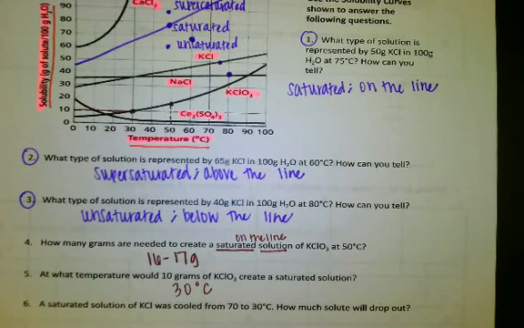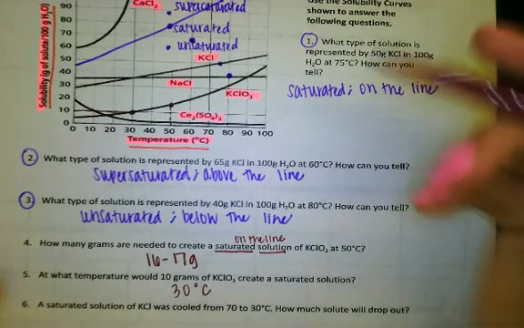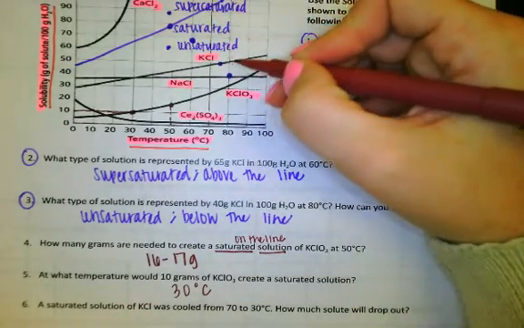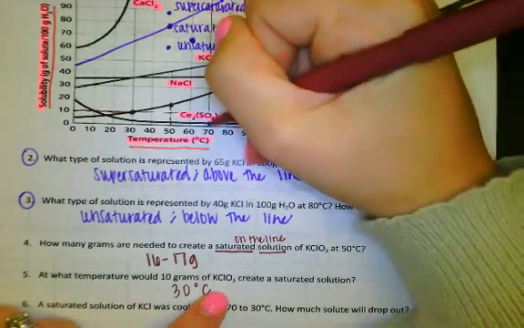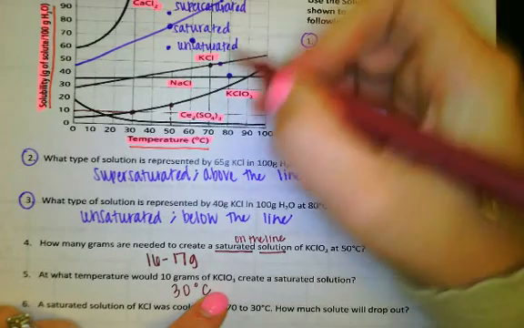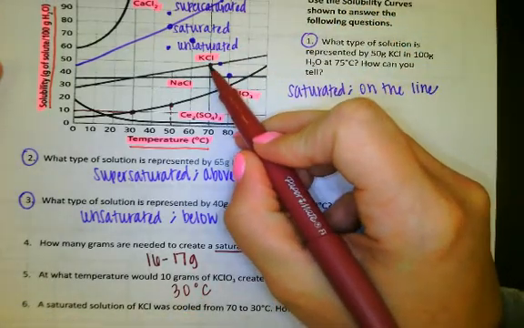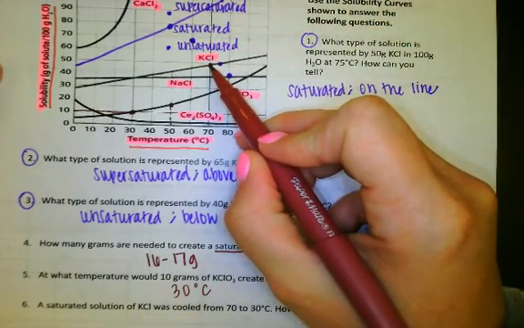So if I have my tea and I heat it up to 70 degrees Celsius and then I cool it down to 30, the solute that would drop out would be what? Sugar, right? That's what would be at the bottom. That's what this question's saying. So what I'm going to do is I'm going to find KCl, and I'm going to go to 70 degrees, right up here. How much do you think, gram-wise, that is at 70 degrees?